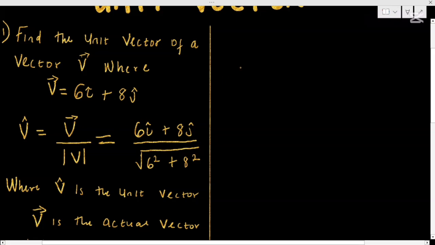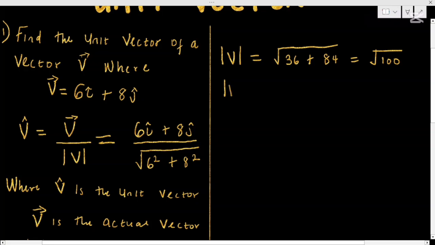Now, we can say our absolute value of v, which is the magnitude of v, is what? The square root of 36 plus 64. This will give us the square root of 100, right? Which implies that the magnitude of v, the magnitude of vector v is what? 10 units, right? Very good.